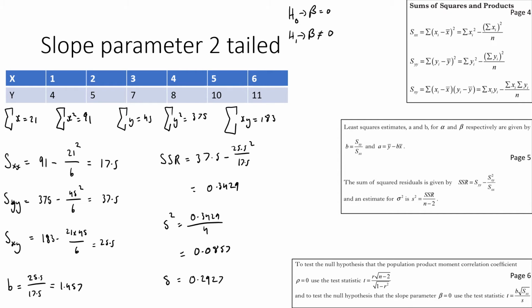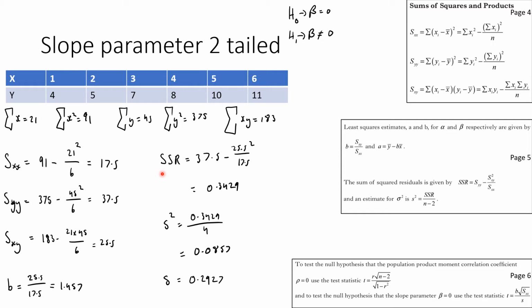Okay, so I'll explain what I've done here. I've calculated the sum of x, the sum of x squared, sum of y squared, and sum of xy, which we've already done in lesson 16. Then I calculated S double x, S double y, and Sxy by using these formulae here. Then I calculated b, which is Sxy over S double x. So Sxy 25.5 over S double x 17.5, and we got our value there.